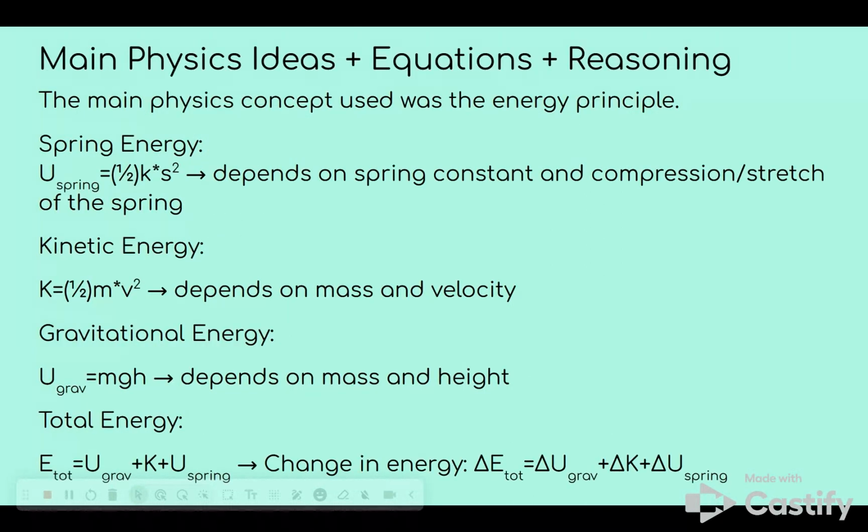The main physics ideas and equations focus on energy. Spring energy is shown here, and it depends on the spring constant k and the compression or stretch of the spring s. The kinetic energy is dependent on the motion, velocity, and mass of the object. The gravitational energy is potential energy depending on the mass and height. The total energy adds all of the component energies together.